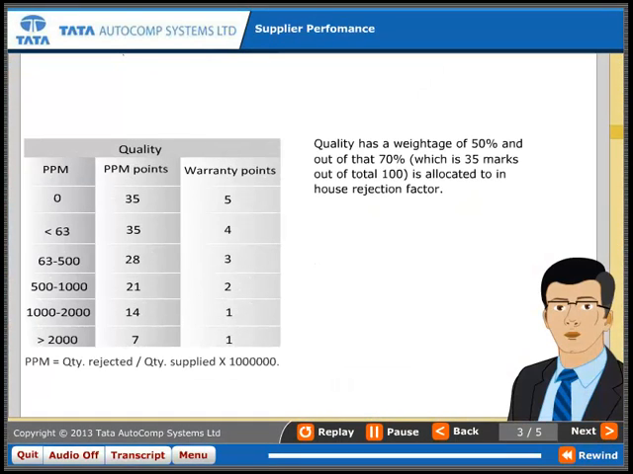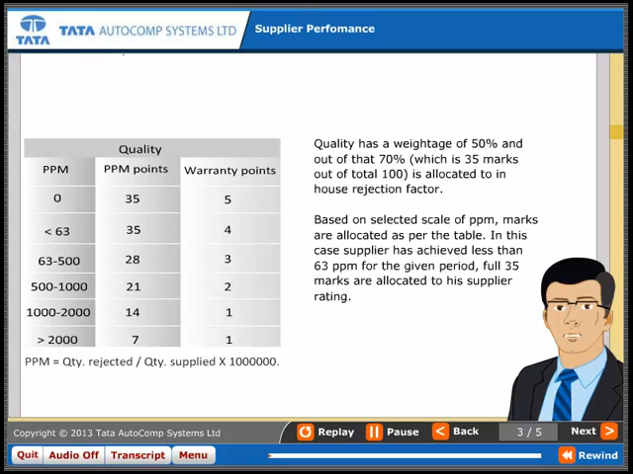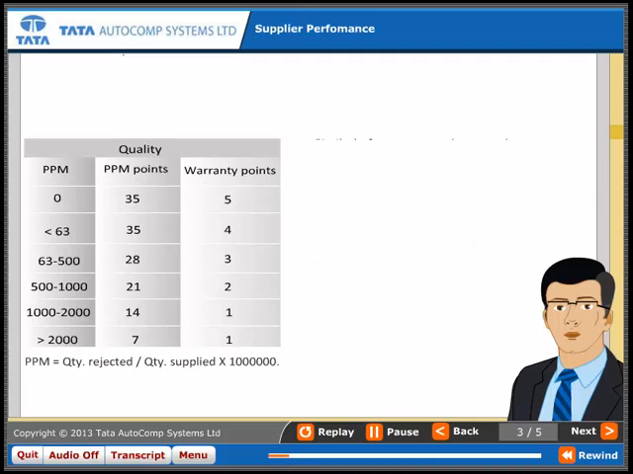Quality has a weightage of 50%, and out of that, 70%, which is 35 marks out of total 100, is allocated to in-house rejection factor. Based on selected scale of ppm, marks are allocated as per the table. In this case, supplier has achieved less than 63 ppm for the given period. Full 35 marks are allocated to this supplier rating. For more than 2000 ppm, only 7 marks are allocated.